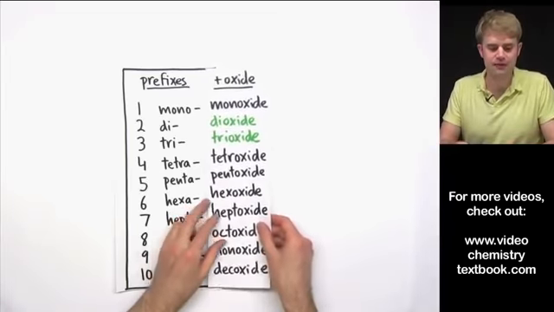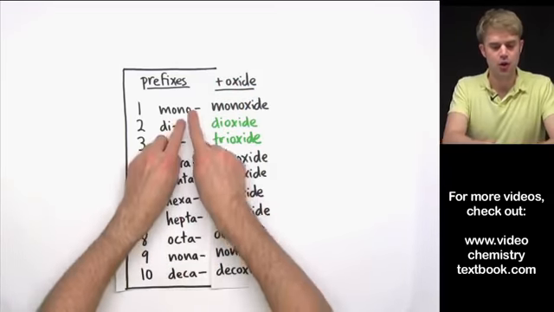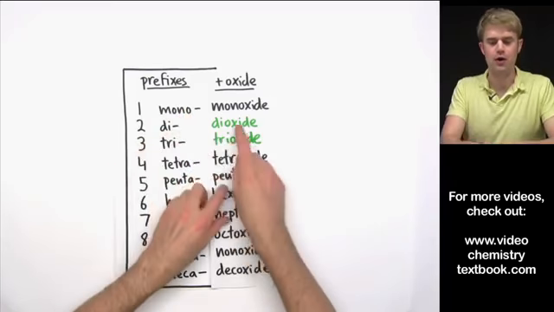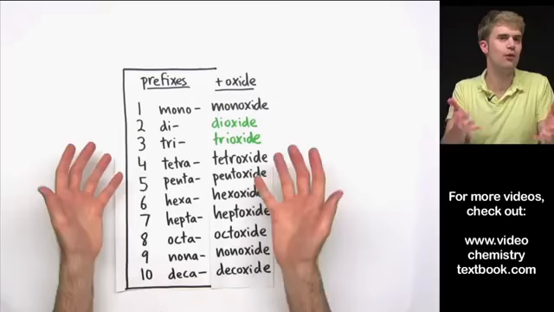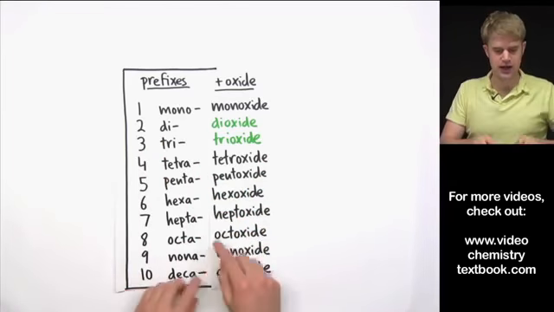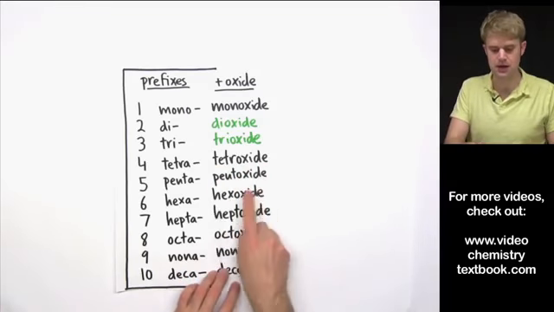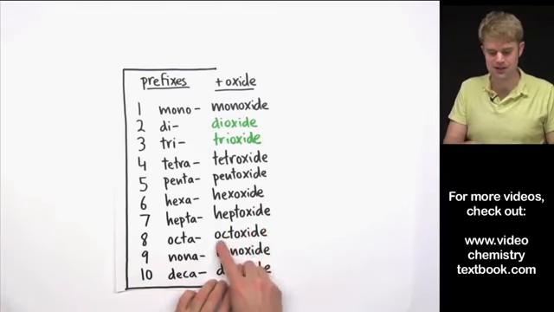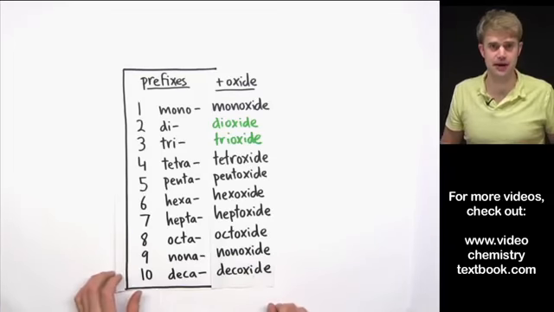We only really have this problem with oxide because it begins in O. And so we get rid of the O here in mono, and we get monoxide. Then we don't have to worry about di or tri because they don't end in A or O. And then for all of these others, 4 through 10, we get rid of all of these A's. So we get tetroxide, pentoxide, hexoxide, heptoxide, octoxide, nonoxide, and decoxide.